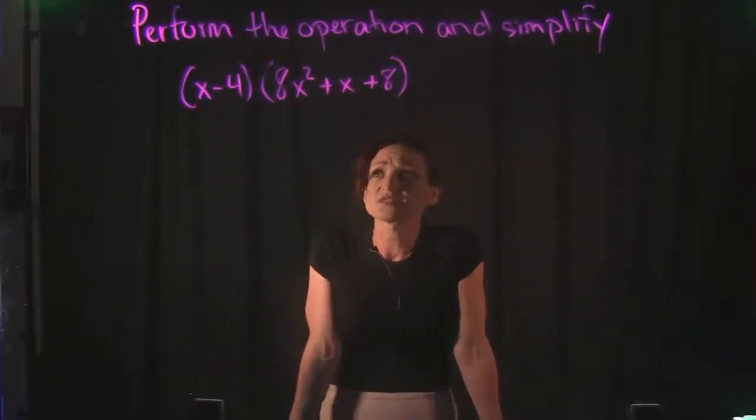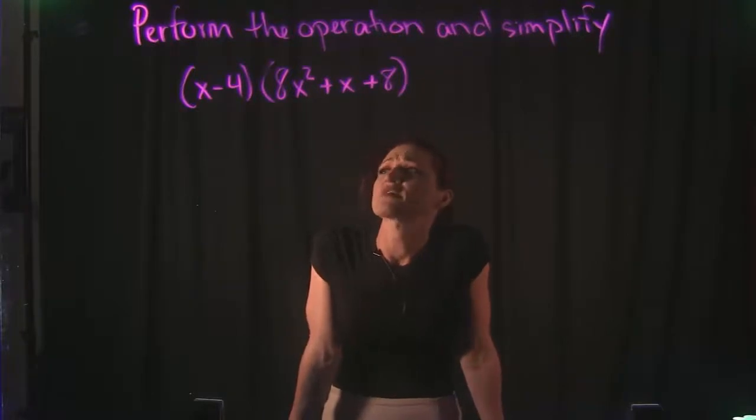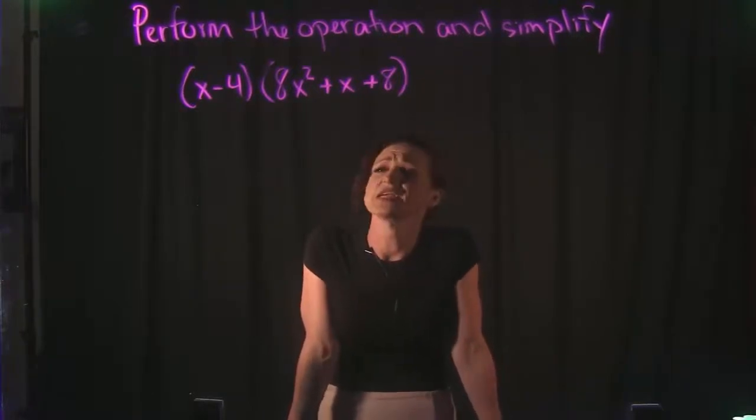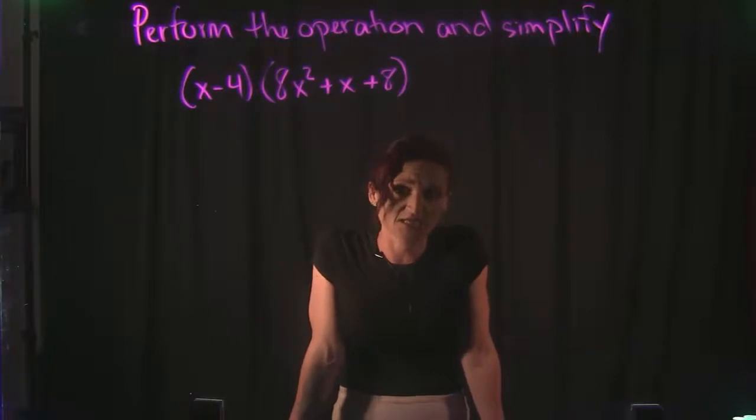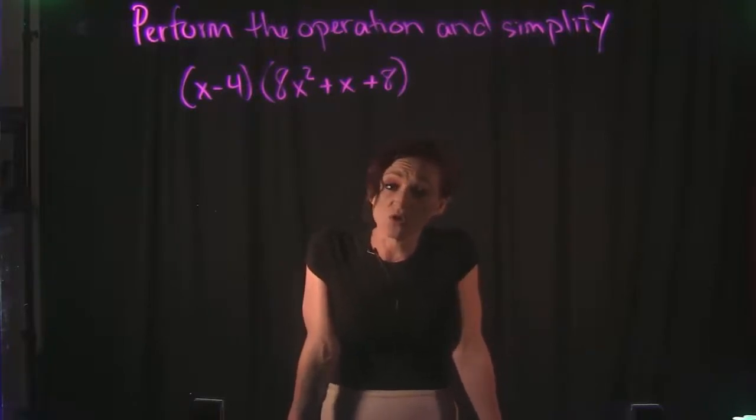So the following problem says to perform the operation and simplify. So taking a look at this, we have x minus 4 times 8x squared plus x plus 8. So we're multiplying polynomials here.